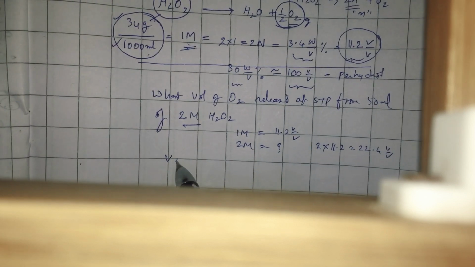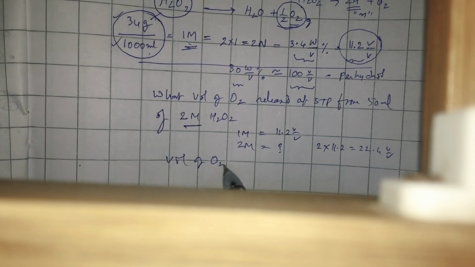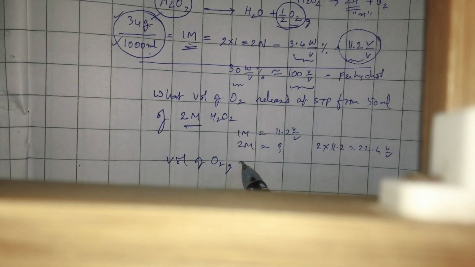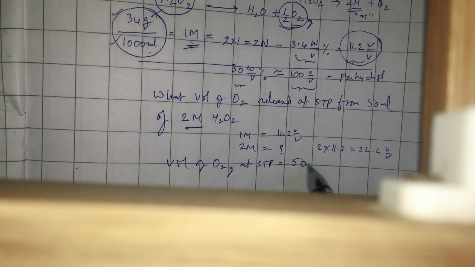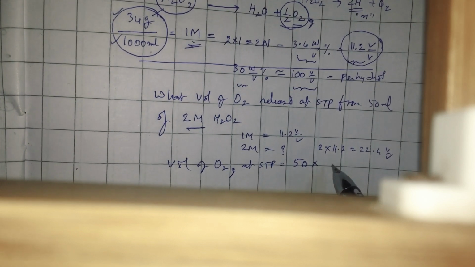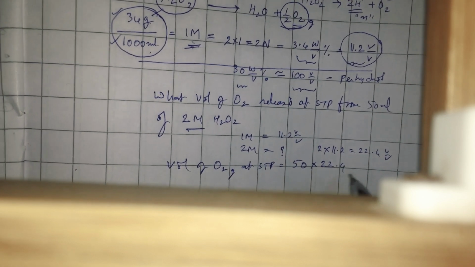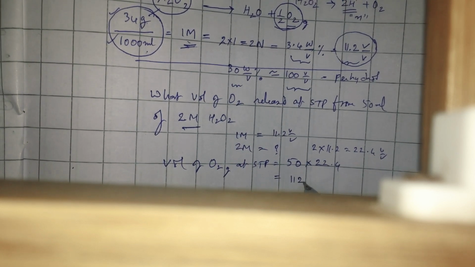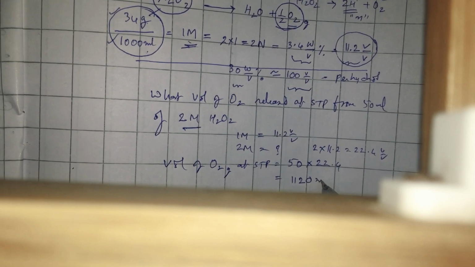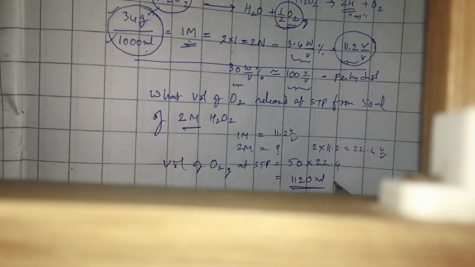Now, volume of oxygen released at STP is equal to volume of H2O2 solution taken multiplied by volume strength. So, if I simplify, I get the answer as 1120 ml. This is the volume of oxygen released.